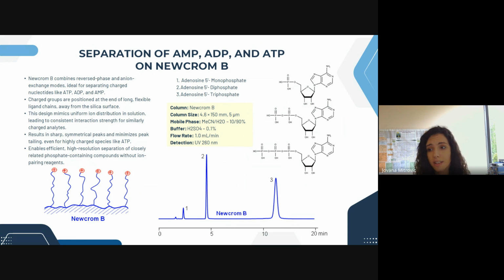Nucrom B utilizes a combination, again, of reverse phase and ion exchange retention, and its charged functional groups, which are located far from the silica surface, allow for consistent and uniform interaction with these highly charged analytes. And even using a simple isocratic method with just 10% acetonitrile and 0.1% sulfuric acid in the mobile phase, Nucrom B delivers sharp, symmetrical peaks and baseline resolution. And this just makes it an ideal choice for biological or pharmaceutical workflows.